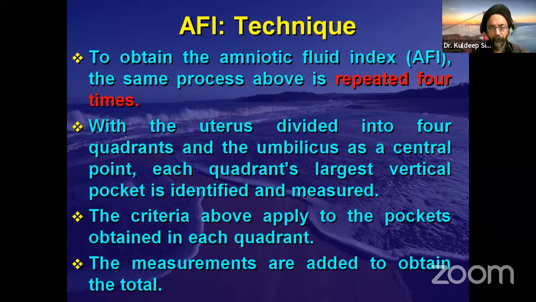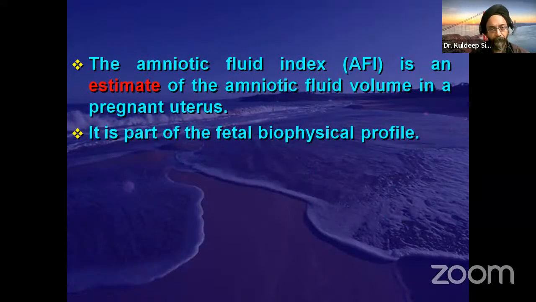Be watchful for that. For the amniotic fluid index, you're supposed to measure it in all 4 quadrants of the uterus. Again, the transducer perpendicular to the obstetric table, parallel to the midline. Take all the measurements in your machine now. In fact, everybody's machine now is going to add that up in millimeters or centimeters and let you know. So you need to divide the uterus into 4 quadrants, umbilicus as a central point. The criteria apply to the pockets obtained in each quadrant, and you can add them up.